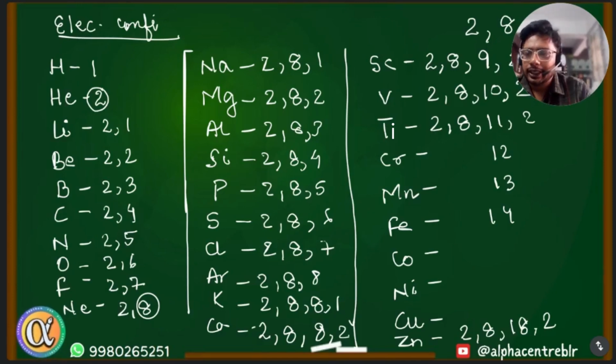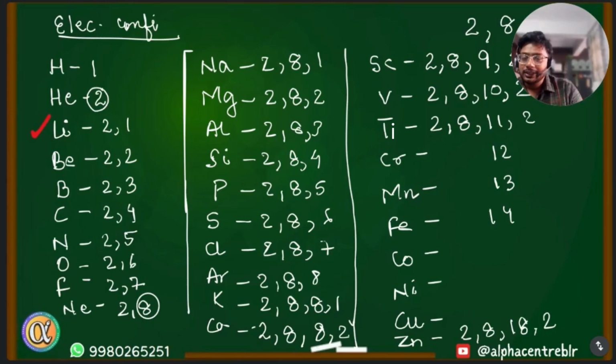Now that you know the electronic configuration of these elements, you can also understand their valency. So what is the valency for lithium? No, lithium's valency is not 3. Lithium has an electronic configuration of 2, 1. So it has one electron in the valence cell. So what is the valency for lithium? Any idea? It's written right on the screen for you. You can say yes sir or no sir.